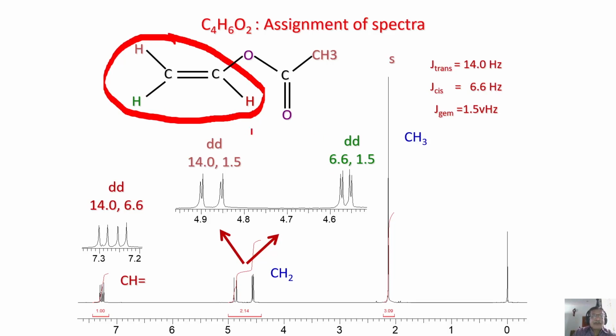Remember, each proton is chemically independent. Let us consider one of the protons, let us say this proton. This proton experiences a trans coupling with this. Trans coupling is quite large, 14 hertz. And it also experiences geminal coupling with this. Geminal coupling is very small. So it must be a large doublet, and each line should be split into another small doublet. That has to be this. This large doublet is the trans coupling, and the small doublets are because of geminal coupling. I would say this is this proton. I can assign it.